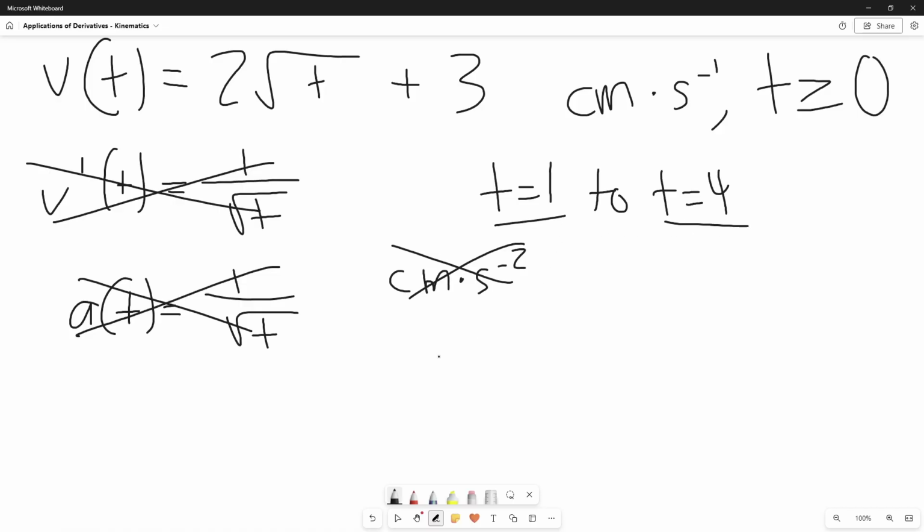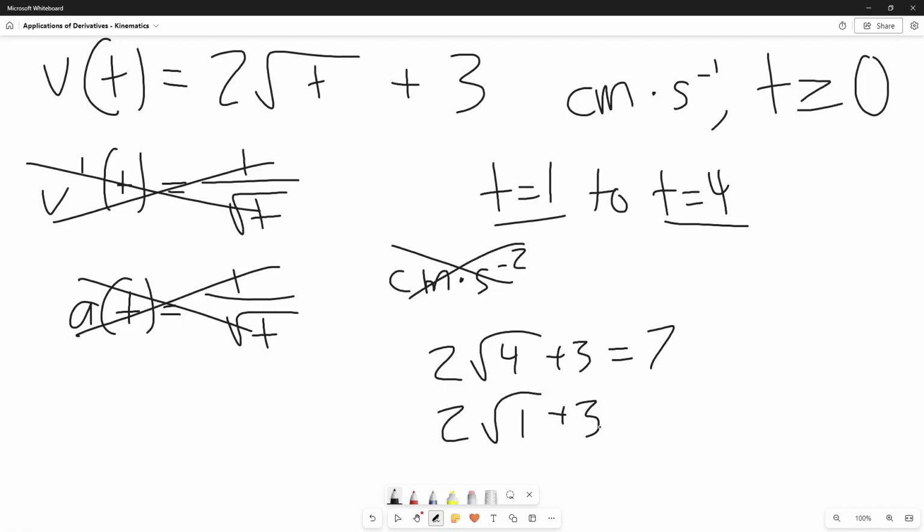When t equals 4, it is 2 times square root of 4 plus 3, which is equal to 7. And when t equals 1, it is 2 times square root of 1 plus 3, which is equal to 5. So that means when t equals 1 to t equals 4, the y value increases by 2.